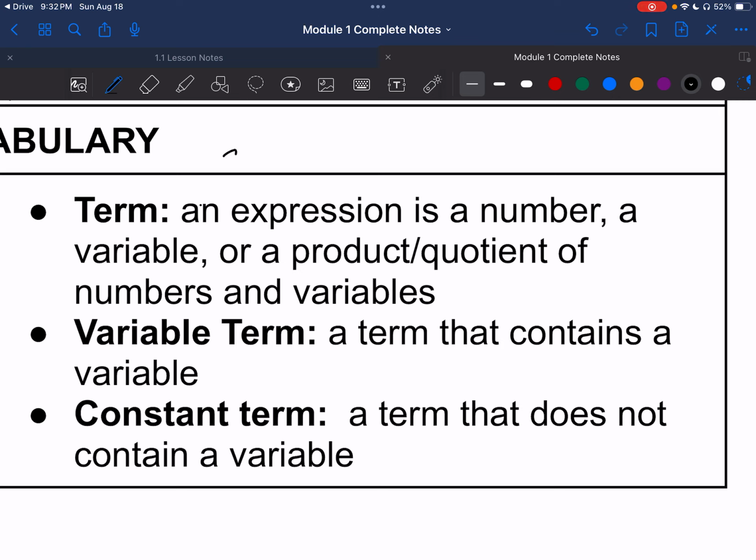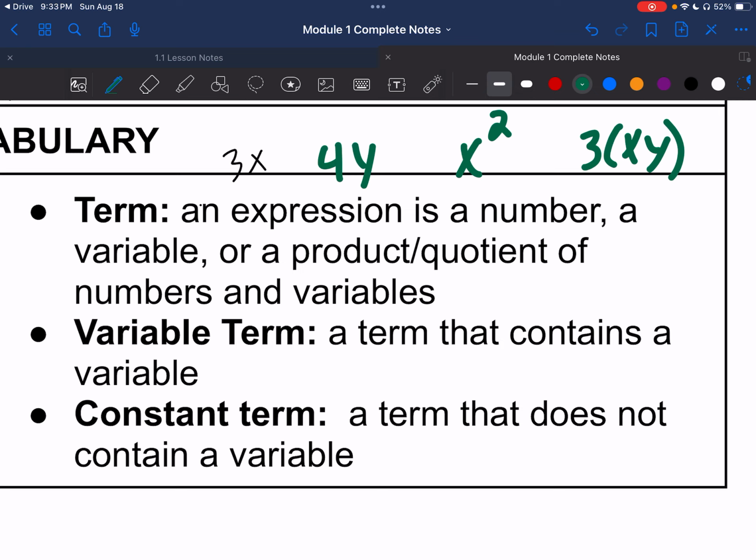A term could be something like 3x, 4y, x squared, 3 times, let's say, x y, right? Those are all different expressions or different terms that could exist. So those are also all variable terms. They have a variable in them.